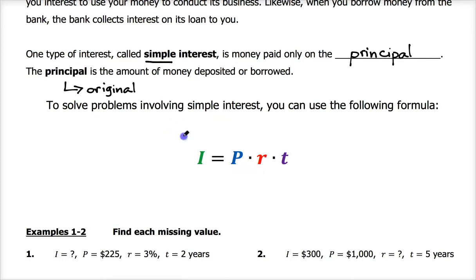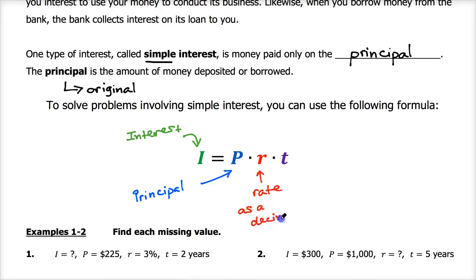The I stands for the interest. The P stands for the principal. Remember, that's the original amount of money. The R stands for the rate, and that is, when you're using the formula, given as a decimal. And then the T stands for the time, and we measure the time in years.